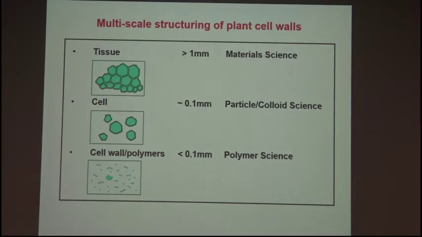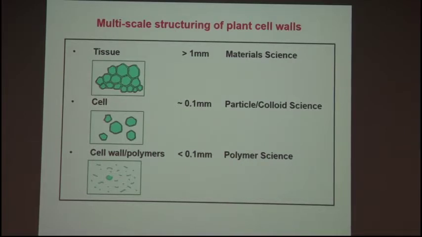So we address this from the multi-scale point of view. There are 3 levels of structure that we have to take account of. One is the architecture of the material. That's the material science of the total tissue. The second is the properties of the individual units, the cell, and these are essentially hydrated particles or very large colloids. And then you talk about the polymers which make up the individual cell walls and how they're arranged and how they contribute to the scale of structure at the cell and the tissue level.